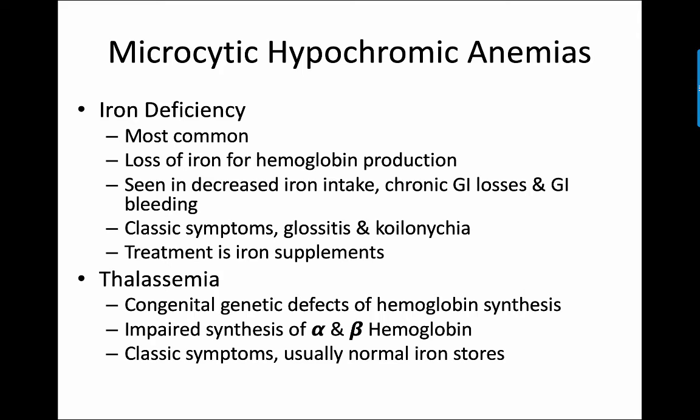The other microcytic hypochromic anemia you may see is a thalassemia, which is really just impaired synthesis of alpha and beta hemoglobin. Congenital defects occur because of this abnormal hemoglobin synthesis. So you see all your classic symptoms of anemia, except that when you do an iron panel, you're going to see normal iron stores, because this is not an iron deficiency. This is an actual change in the way that alpha and beta hemoglobin are made.